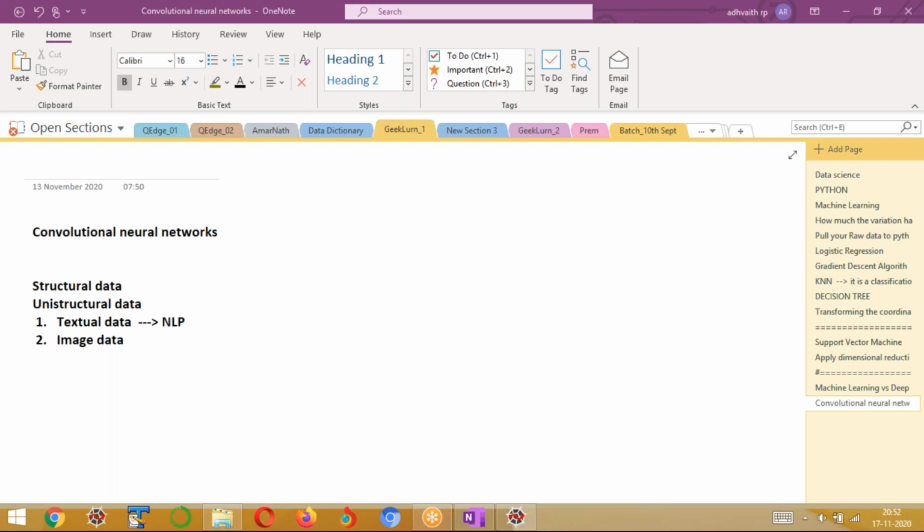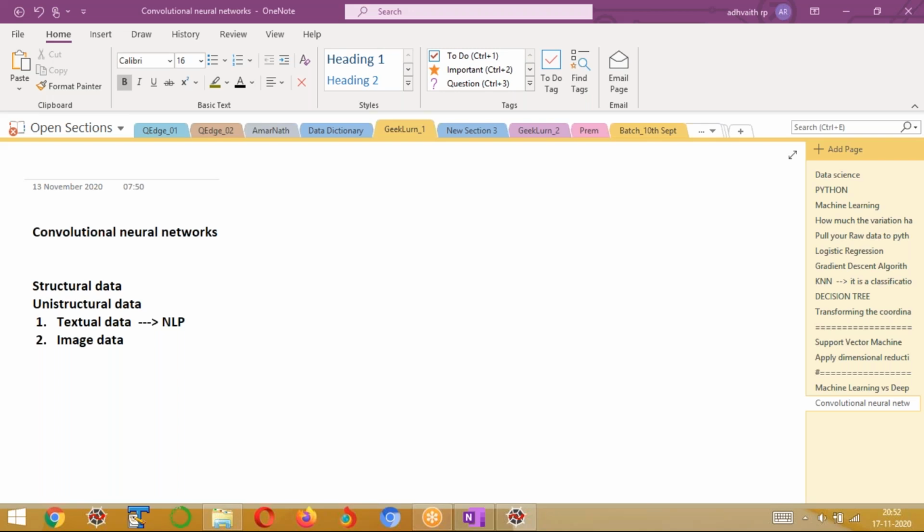Understanding what I'm talking? Here we are passing not your regular kind of data, we are passing image data. That is the difference. Understanding? So how is it going to happen? There are a lot of things here.